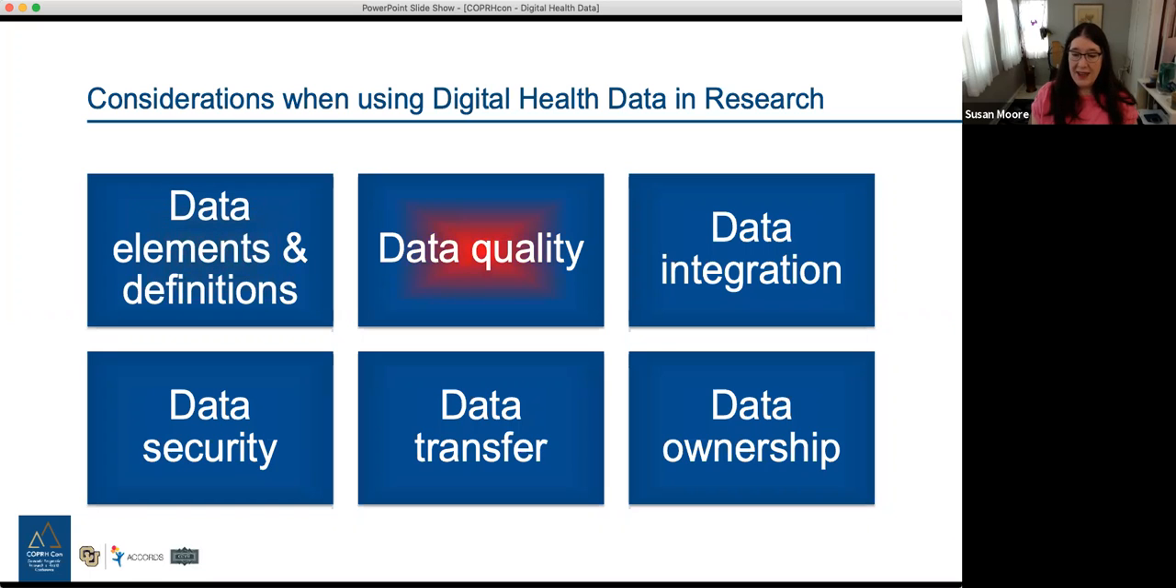Thinking about data quality, when you're thinking about missing data in the context of digital health data, you also have to think about why. Is the data missing because participants didn't log it? Did the device break? Was it not charged? Was it shared with somebody and somebody else had it that day? Is there a technical glitch going on? Is it a use misunderstanding?